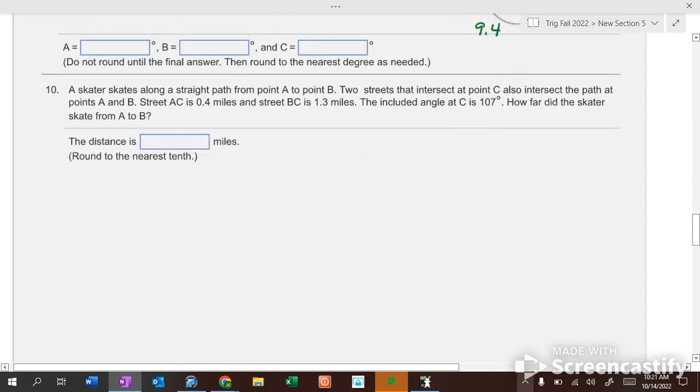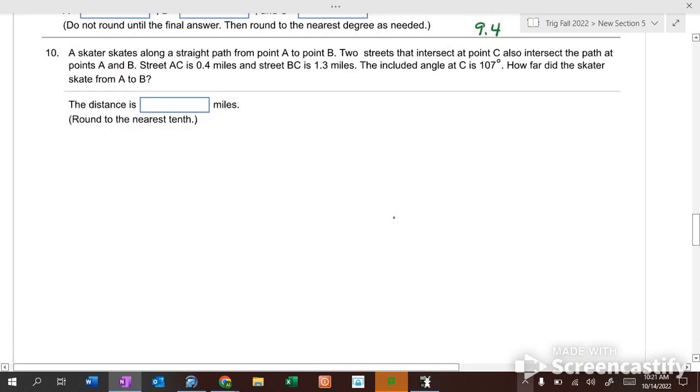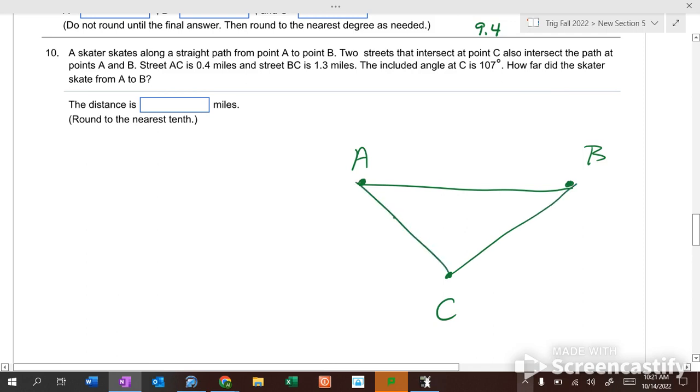So a skater skates along a straight path from points A to B. A to B is a straight path. 2 streets that intersect at point C also intersect the path that the skater is skating along. So C is down here somewhere. Intersects those. Okay? AC is 0.4. BC is 1.3. Angle C is 107. How do we find how far the skater skated? Side angle side. You can figure that out.